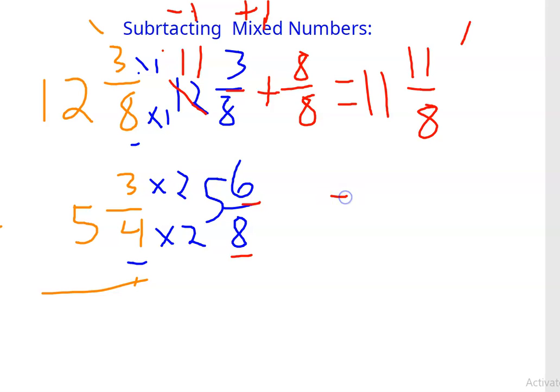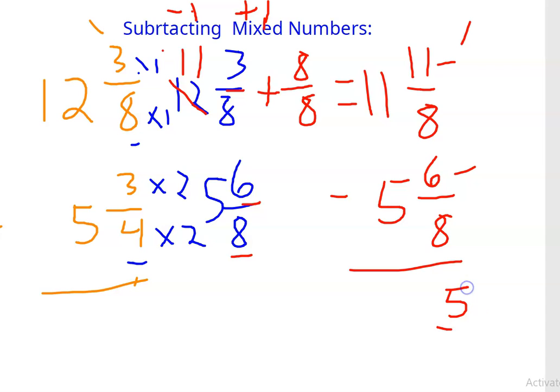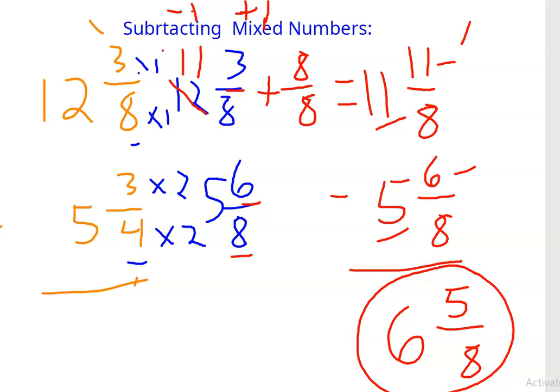So then you do it minus 5 and 6/8. So 11 minus 5 is 6. Bring the 8 down. And then 11 minus 6 is 5. 6 and 5/8. I'll check to see if it needs to be simplified. Nope, the 5 doesn't go into the 8. The 10 rule doesn't work. The 5 rule doesn't work. The 3, the 2, nope. It is simplified. So my answer is 6 and 5/8.